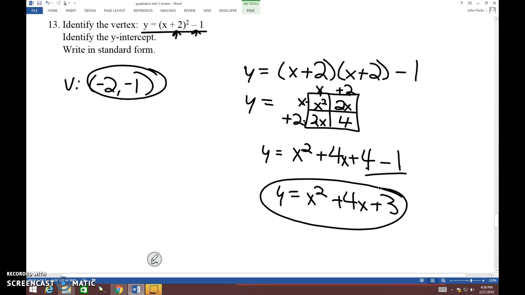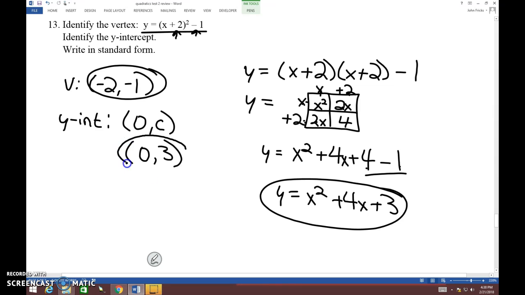So to find the y-intercept, all I need to do for that is just write down 0 comma c. So here now we know the c value, so that's going to be 0 comma positive 3. So once again, not too bad to work that one out. A little bit of distributive property, but I think you guys can do that pretty easily.